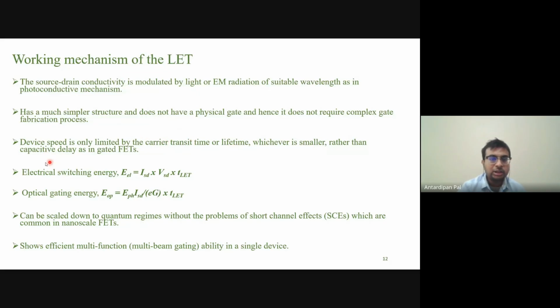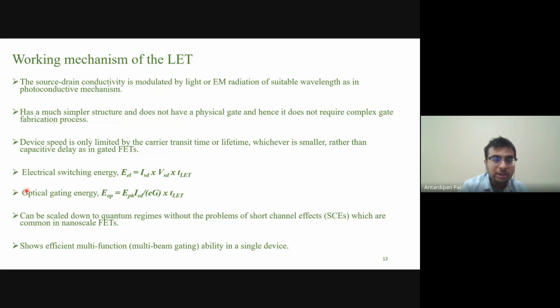Now the electrical switching energy of an LET is pretty simple. It depends on the current flowing through the nanowire, the voltage difference we applied at the two nodes, and T_LET, the carrier transit time. That means how much time it takes for the carrier to reach the two electrodes, to travel the length of the semiconductor.